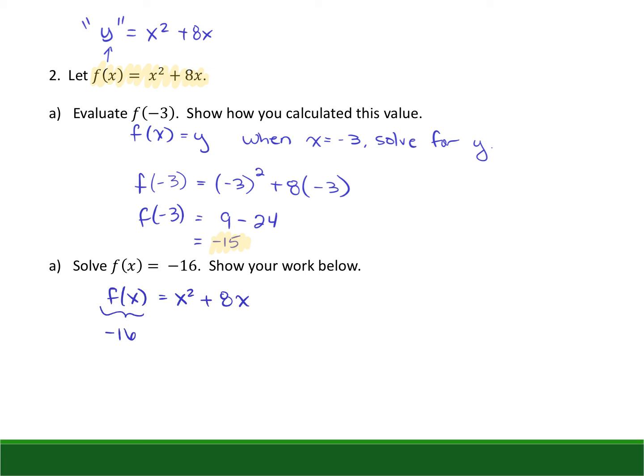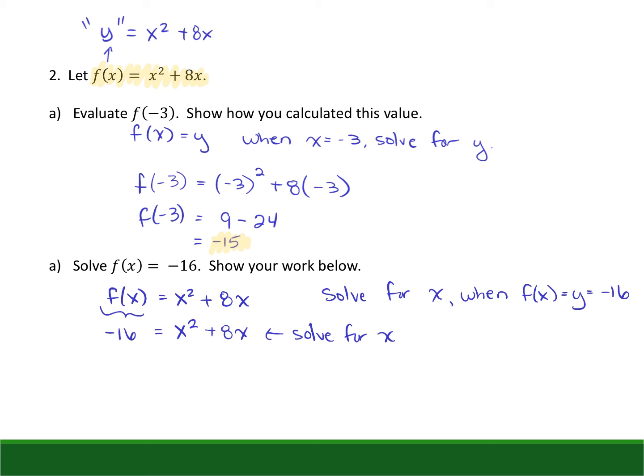So basically what this question is saying is, solve for the x value when f of x, which is the same thing as y, is equal to negative 16. So if I just substitute that into the equation where I see the output value, f of x, or you can think of that as y, substitute that with negative 16, and then bring down the equation, and then here you can see that we're going to solve for x.